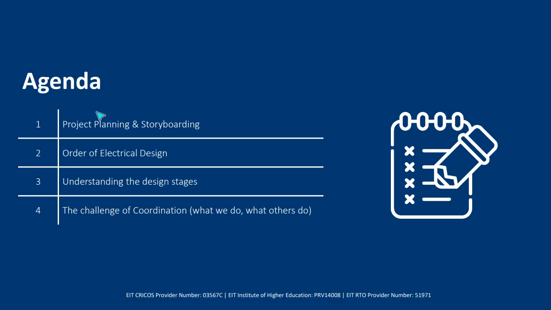So today we're going to be running through 4 different packages. First of all, we're going to kick it off with how to start a project, your project planning, or what we like to call your storyboarding, which is the very start. Then we're going to talk through, at a high level, the electrical design process from start to finish, and then delve into each of the design stages in a bit more detail. And lastly, we'll touch on coordination, because as electrical engineers, whether you're in design, construction, or other industries, we essentially interface with every other service. So we're going to just discuss a few key points about the challenges of that.